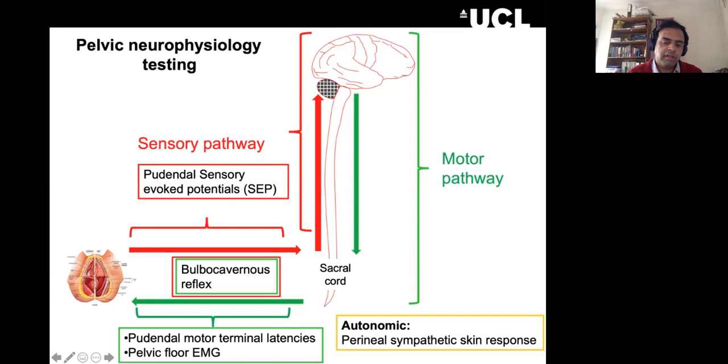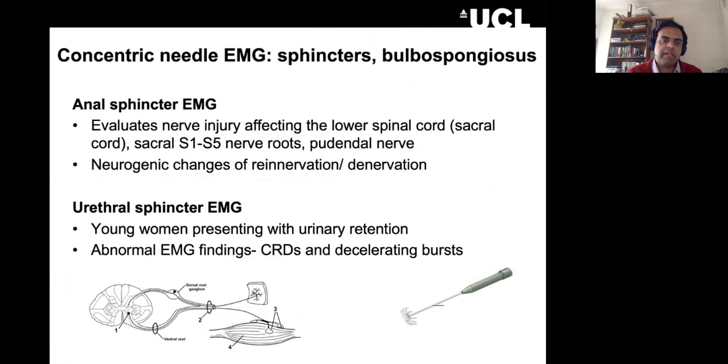And there is one evaluation of the cutaneous sympathetic innervation in the perineum, and that's by recording the perineal sympathetic skin response. So I'll briefly go through all of these, and I would like to quickly move on to some examples where the pelvic neurological examination is definitely helpful.